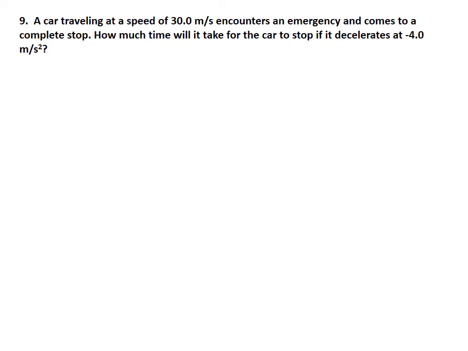On number 9, it says that a car traveling at a speed of 30 meters per second encounters an emergency and comes to a complete stop. Hint. Okay? How much time will it take the car to stop if it decelerates at a negative 4.0 meters per second squared? So again, how much time is what we're solving for. So time is equal to the final velocity minus the initial velocity divided by acceleration.